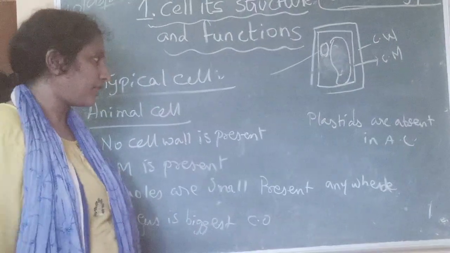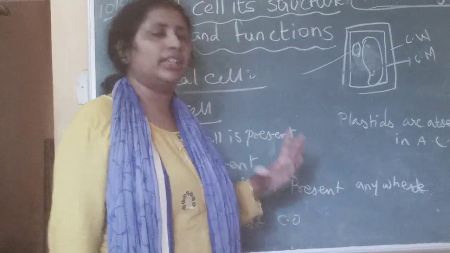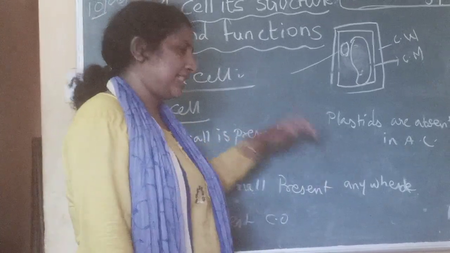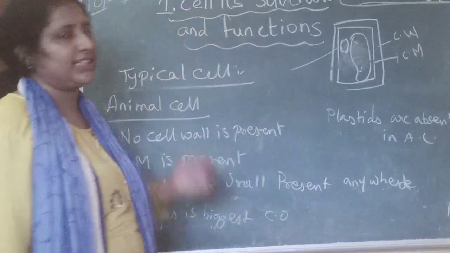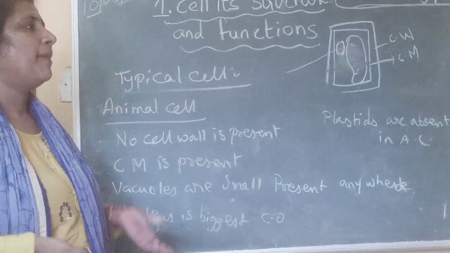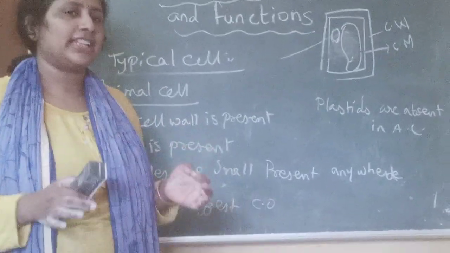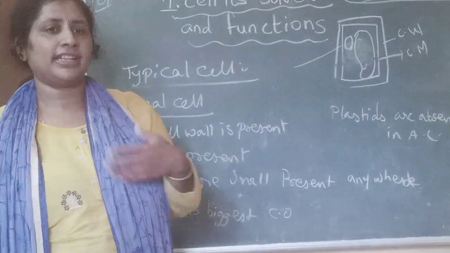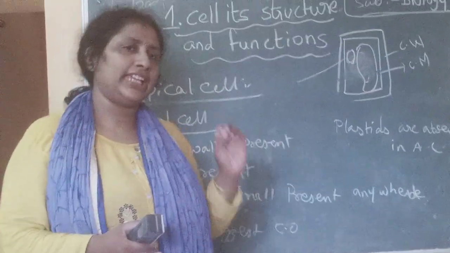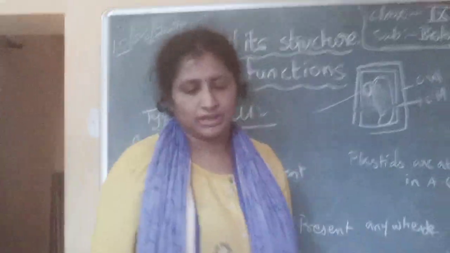Next, centrosomes. Centrosomes are related to the formation of new cells. They are present in animal cells and absent in plant cells. So still some more parts are there, but basically plant cells and animal cells are the same. Some parts are present in the plant cell and some parts are absent in the animal cell. So we will study each and every part in detail. Okay, thank you.